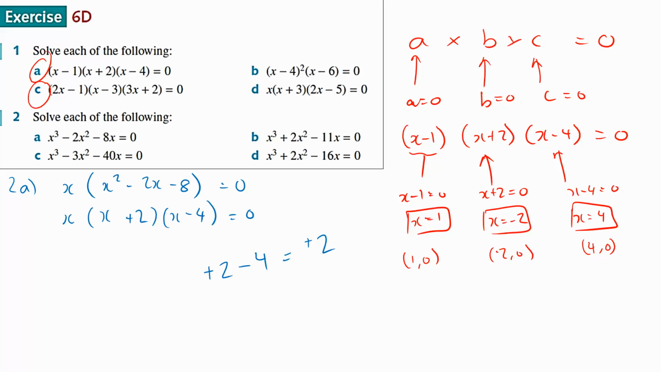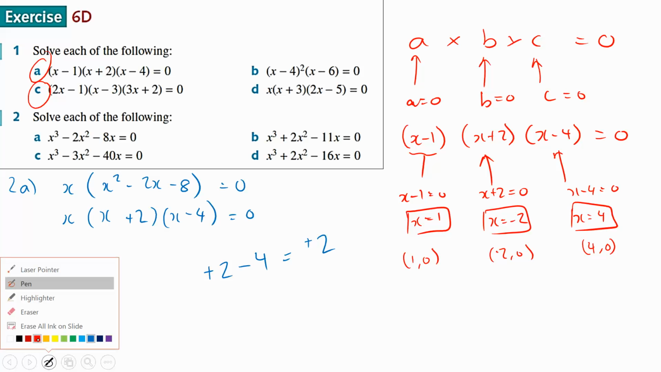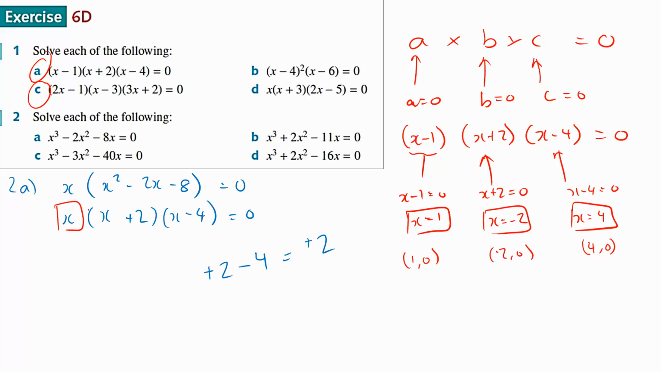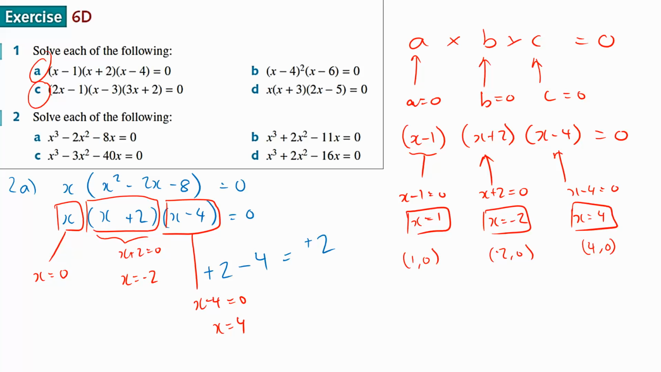Yes? Wait. There's still 3 x. Yep. This one is like saying this number times this number times this number has to equal to 0. So you got either this equals 0, or you have x plus 2 equal to 0, which actually works out to be -2, or you have x minus 4 equal to 0, which works out to be x equals 4. So you have 3 x-intercepts there.